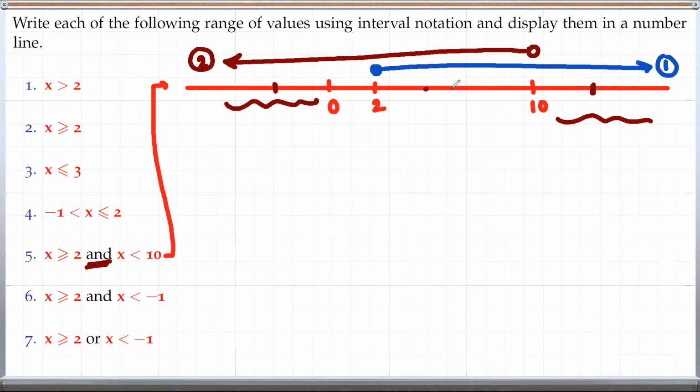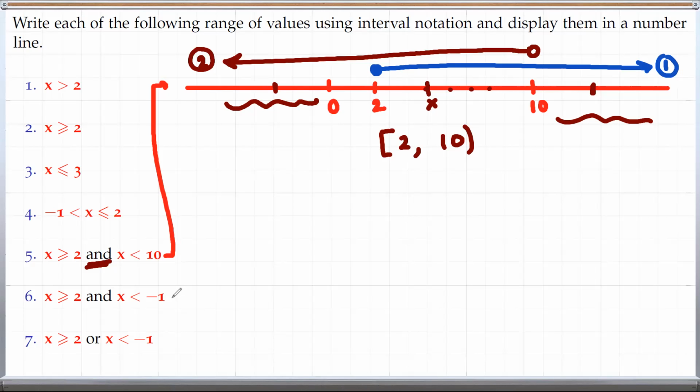But if you pick anything between 2 and 10, those are satisfied by both of these inequalities, because any x value here will be below both of these lines, green and blue. So our solution in this case, our interval, will be 2 to 10, and we include 2 because we have this solid dot at 2, and we don't include 10. So we put a parenthesis at 10. So this is the interval notation for number 5.